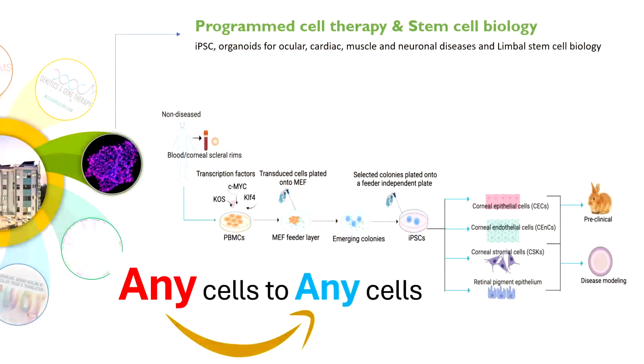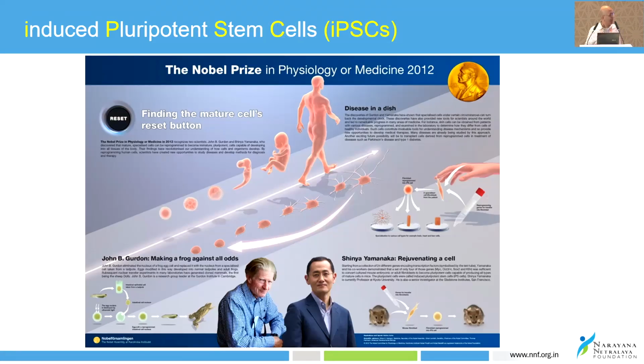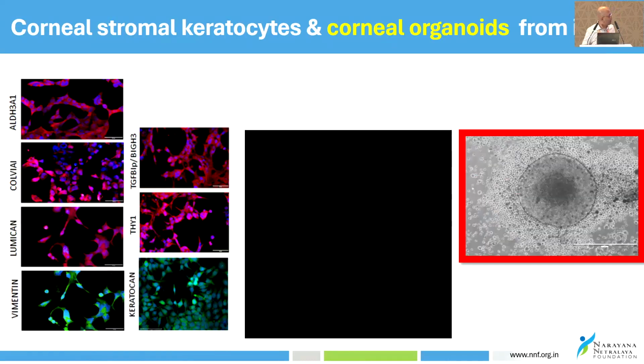So any cell to any cell is what he does. If you give him a corneoscleral rim or a blood sample, he can convert this to corneal epithelial cells, endothelial cells, retinal pigment epithelial cells, RGCs, neurons, whatnot. He's a magician there. And he's following a very important Nobel Prize winning method, or concept, called induced pluripotent stem cells. He takes the somatic cells, brings them to a stem cell state, and pushes them to the type of cell you want to make. Functional indeed. He wants to do transplantation as well.